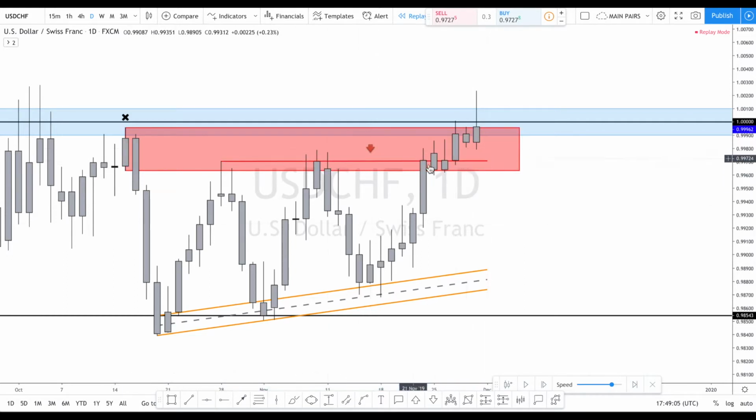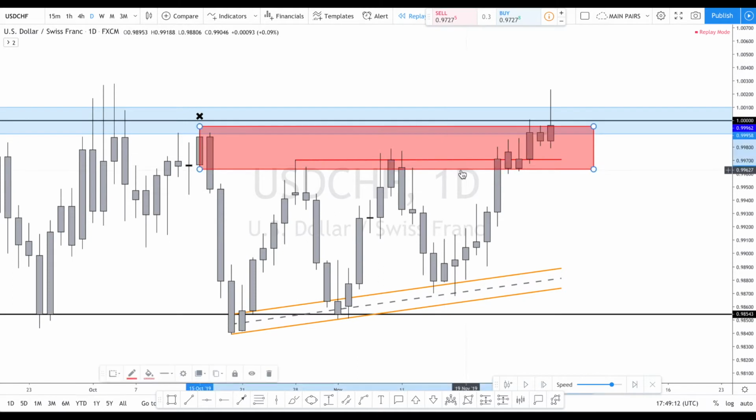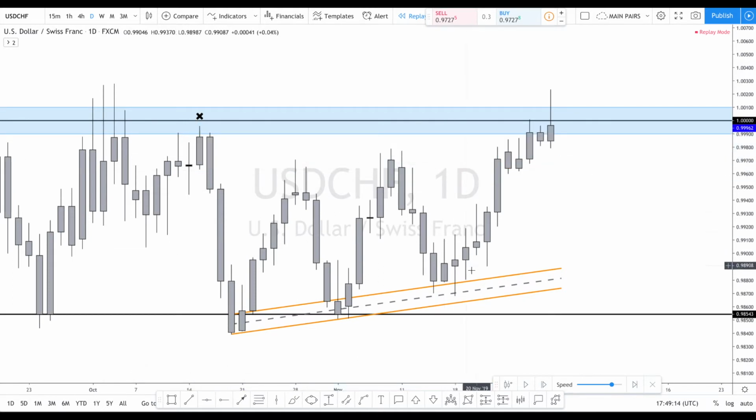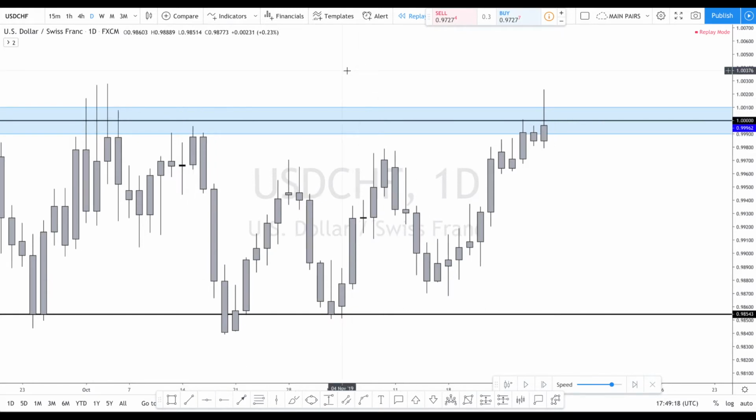So the buyers are pushing through it. So we've already gone through this whole supply zone. So for me, this supply zone is finished now. We're looking at a completely different setup. We're looking at now stop hunt, can price close above 1.0. It's a completely different ball game now.